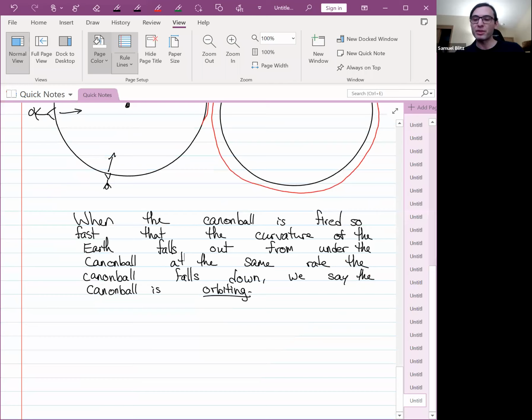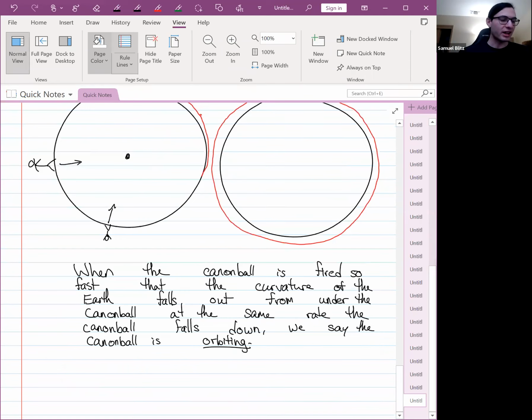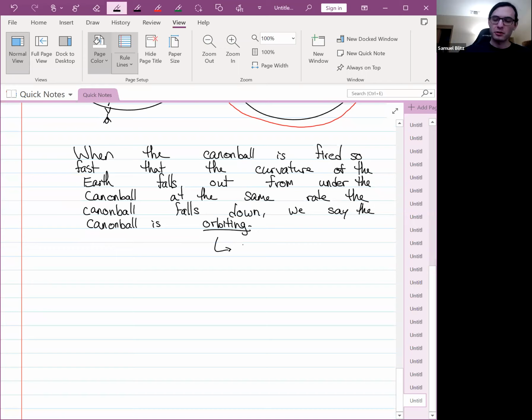But this is no different from the projectile motion up here, right? It's just faster. So that is to say, an orbit is just an extreme version of projectile motion.